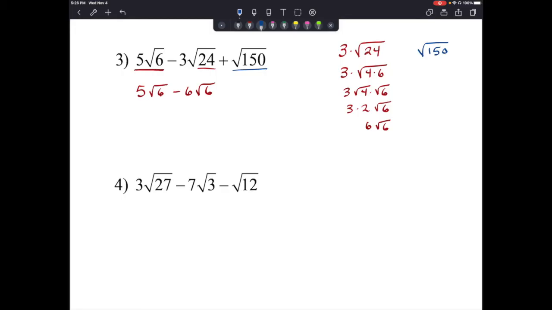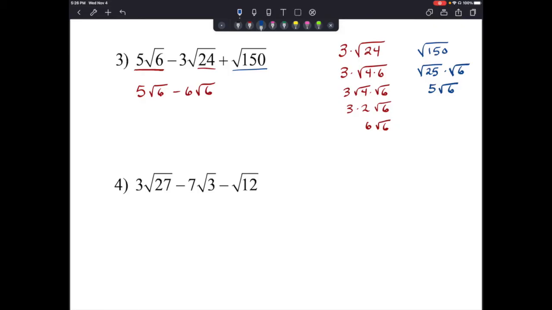Okay, so what perfect square goes into 150? Well, we know 25 should go into that. So we could call this the square root of 25 times 6. And the square root of 25 is 5, so that gives us 5 radical 6.